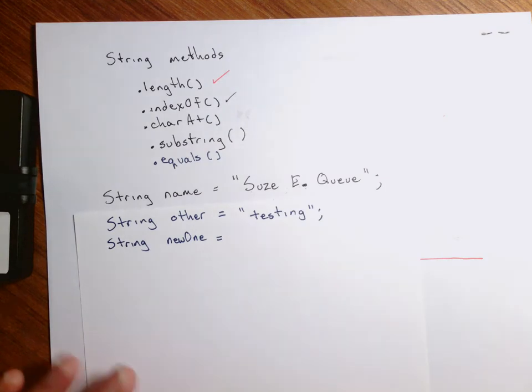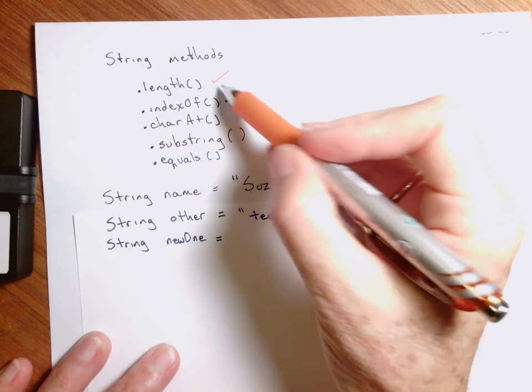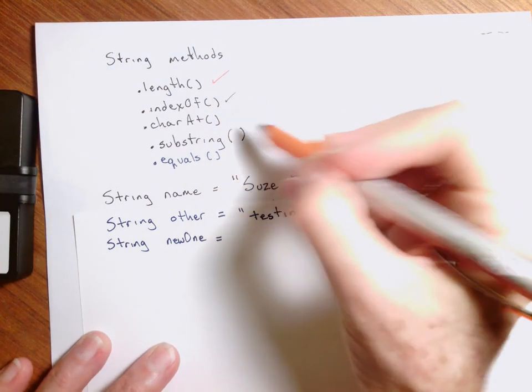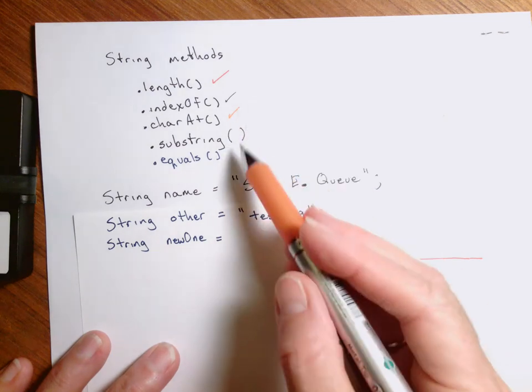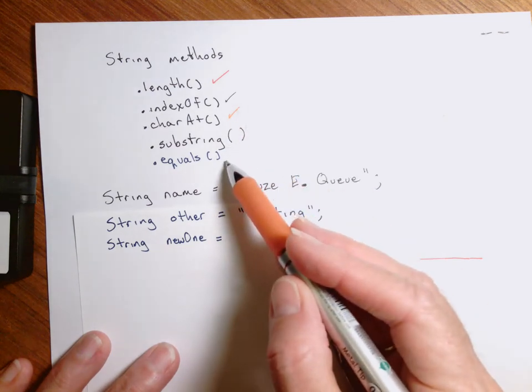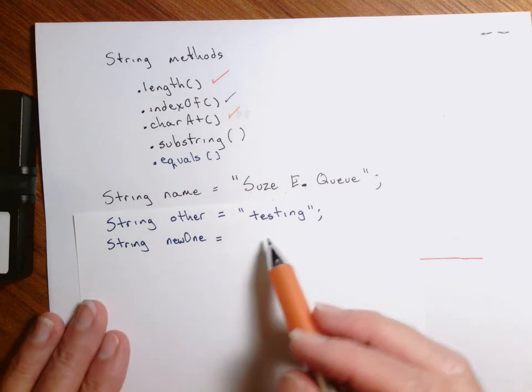In this video, we're going to continue our discussion of string methods. We've already taken a look at length, indexOf, and charAt. Now we're going to look at substring. And you might notice if you watch the other three videos that I've added equals here. We're going to talk about that as well. But in this video, we're going to talk about substring.